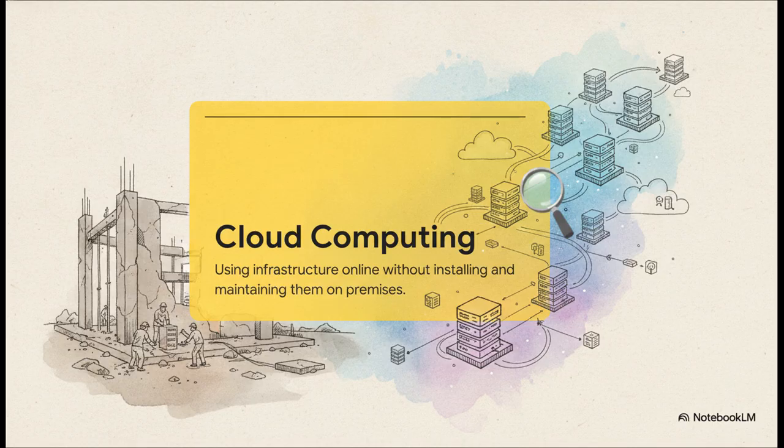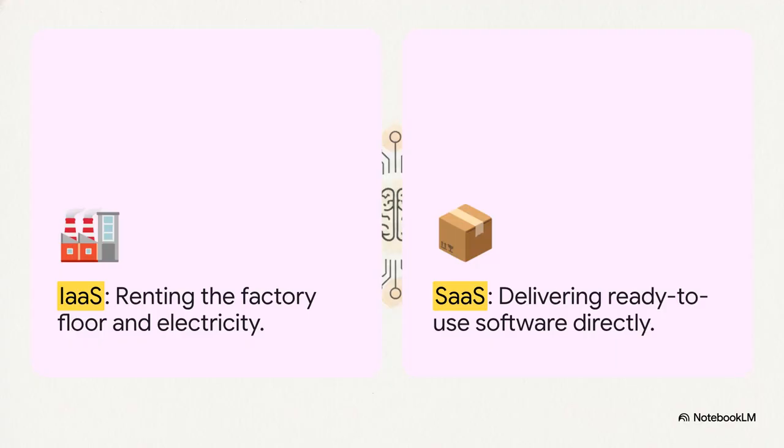on-site maintenance. Now, when we're setting up this cloud foundation, we have 3 main ways to rent our factory space, our tools, or our finished goods. First up is Infrastructure as a Service, or IaaS. This is essentially like renting the empty factory floor and the electricity. You have to bring everything else.